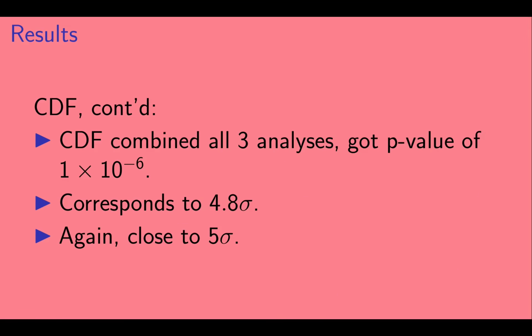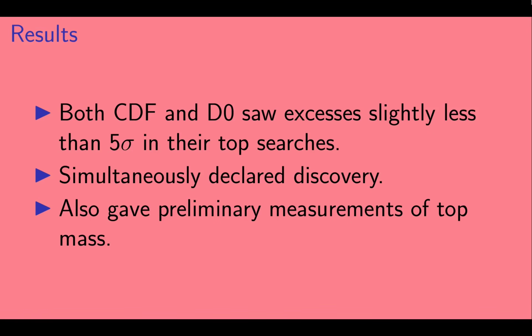When CDF combined all 3 types of analysis, they got a p-value of 10 to the minus 6. This corresponds to 4.8 sigma. Again, just shy of 5 sigma. So both experiments saw excesses slightly less than 5 sigma in their top searches. They simultaneously declared discovery and also gave initial measurements of the top mass.